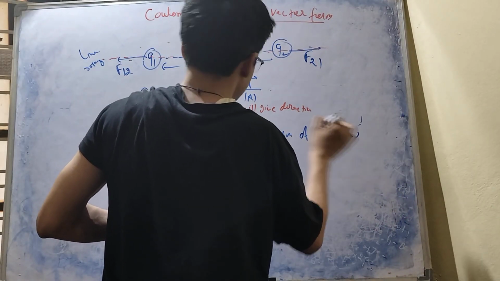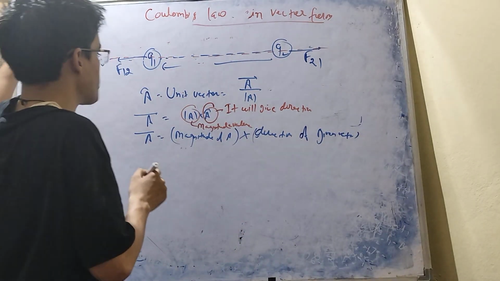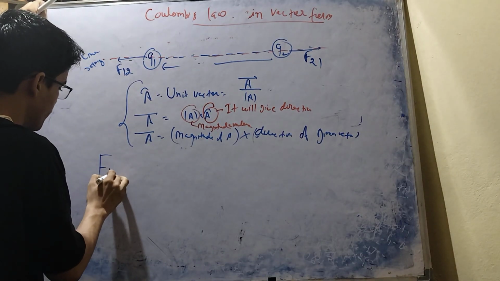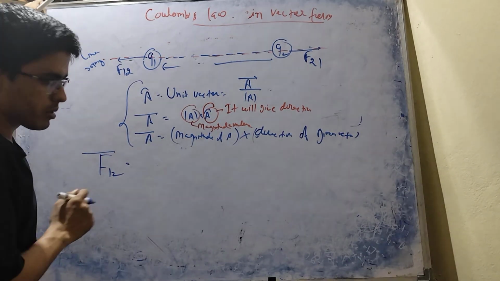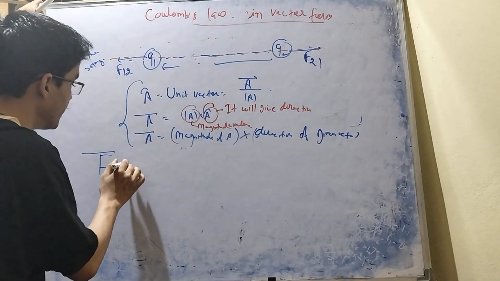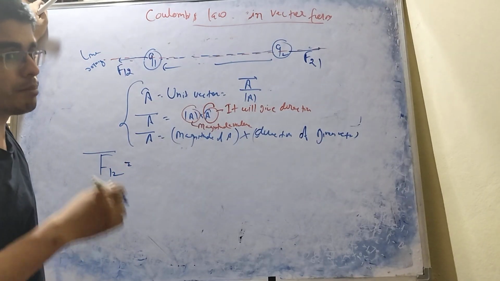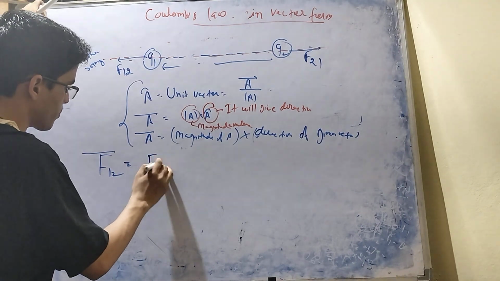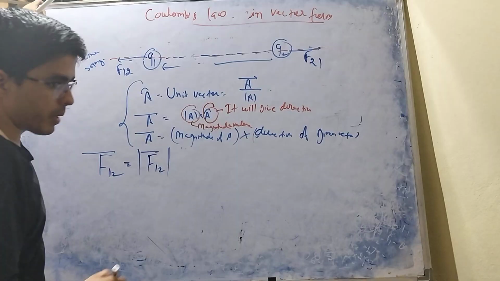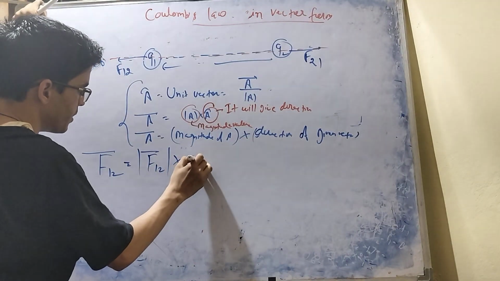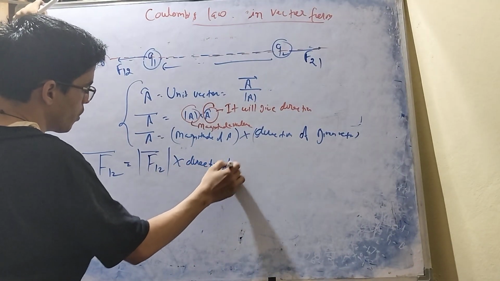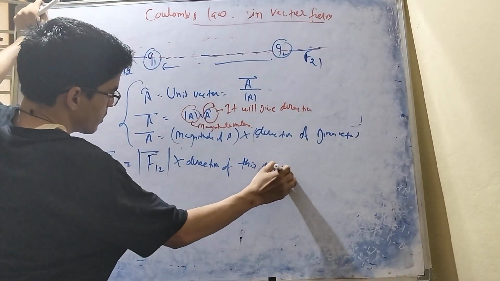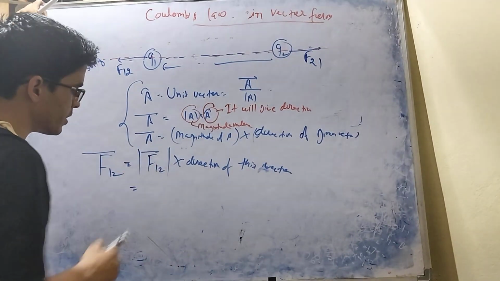Very good. Now I want to use this concept here also. I want to calculate F12. You can tell, sir, this is a vector quantity. Yes, it is a vector quantity. Now if it is a vector quantity, it has both magnitude and direction. So I want to tell what is the magnitude into the direction of this vector, correct? See, F12, tell me what is F12?